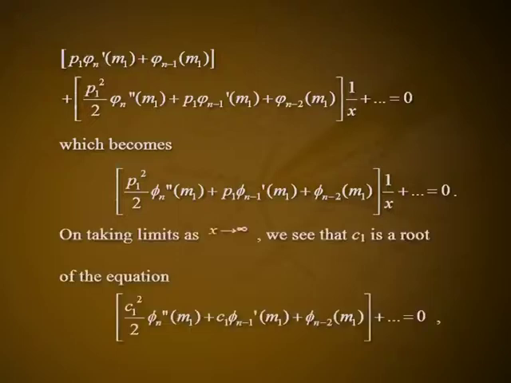On taking limits as x tends to infinity, we see that c1 is a root of the equation (c1²/2) φ_n''(m1) + c1 φ_{n−1}'(m1) + φ_{n−2}(m1) + etc. = 0, which determines two values of c1, say c1' and c1'', provided that φ_n''(m1) ≠ 0. Thus y = m1 x + c1' and y = m1 x + c1'' are the two asymptotes corresponding to the slope m1. These are clearly parallel. This is known as the case of parallel asymptotes.